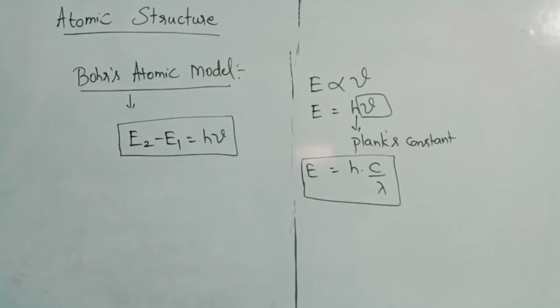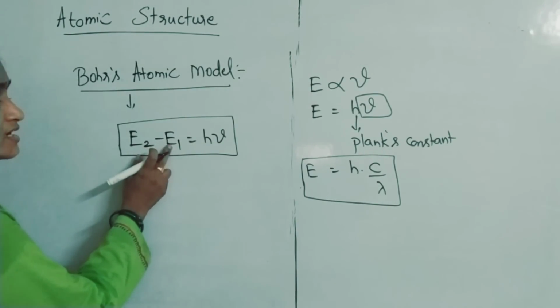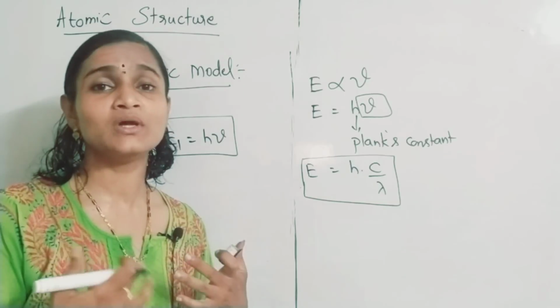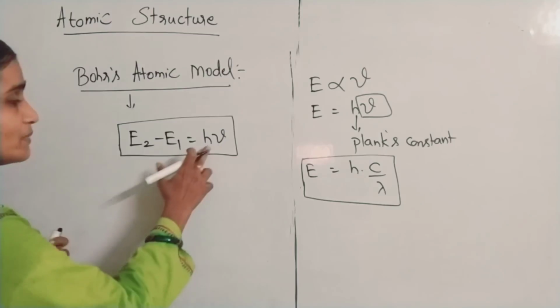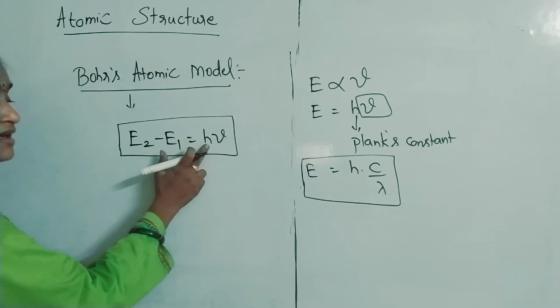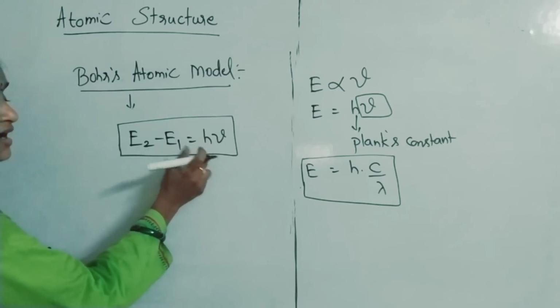So E2 minus E1 is equal to h nu. E2 is the higher energy level, E1 is the lower energy level. Only if the electron jumps from lower to higher or from higher to lower, there will be a change in energy, and that change in energy is directly proportional to frequency, or the proportionality symbol is replaced by the equality symbol by keeping a constant h, where h is called what?